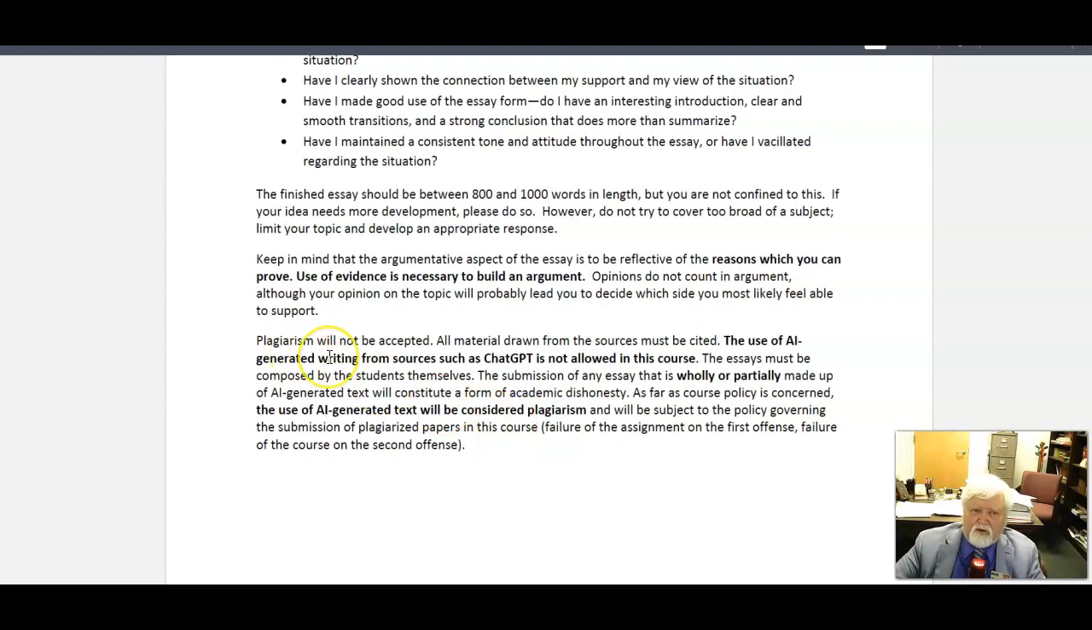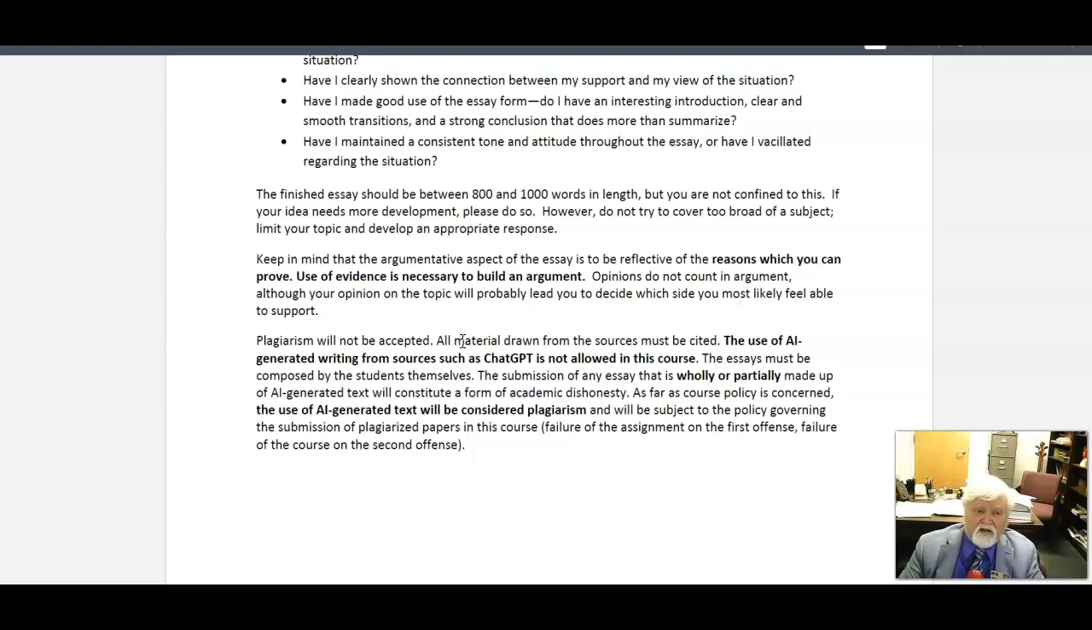Another key point: plagiarism is not accepted. All material drawn from sources must be cited. For this first essay, some of you listed some sources on your works cited page, but throughout your essay you do not cite them. Well, folks, any information drawn from a source, whether you quote it directly, paraphrase it, or summarize it, has to be cited. That information has to have a credit link to where that information came from. Failing to do so actually constitutes plagiarism.